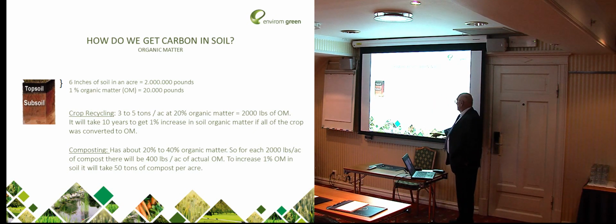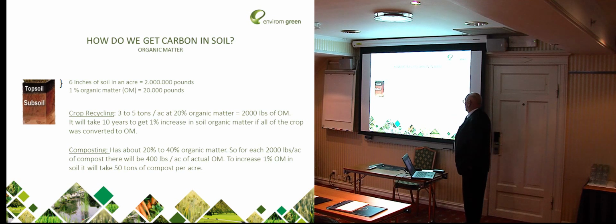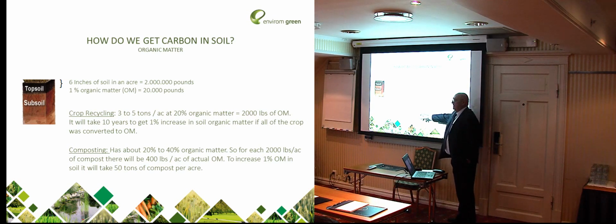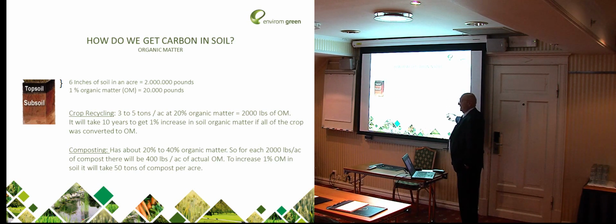Trying to get ahead, they're going to put some additional, that's where the barnyard manures and the composting operations try to bring in compost. But typically, a composting operation is 20 to 40% organic matter. The rest is moisture and everything else in there. So for every 2,000 pounds of compost that you put on per acre, there will only be 400 pounds of actual organic matter in that compost. To increase 1% organic matter in the soil will take you 50 tons per acre of compost. And compost is not cheap. It is awful expensive to do this. This is cheap, but it's very slow. This can get there, but very expensive.